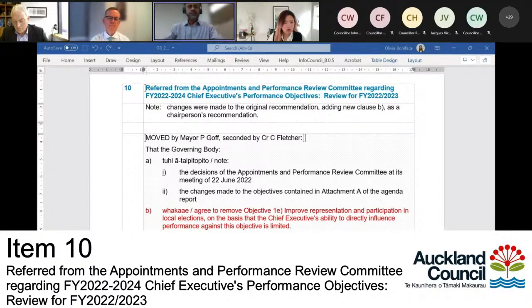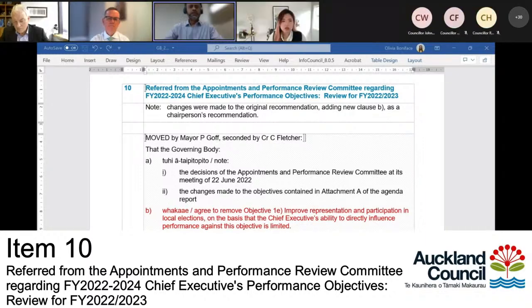If I can just add to that, Mr. Mayor, obviously legislation evolves over time as well, and there are limitations on what information we can gather from candidates when we go through the recruitment process. So that's also a factor we have to consider, and that's one of the reasons why we have kept this target confined to the measures we have here.